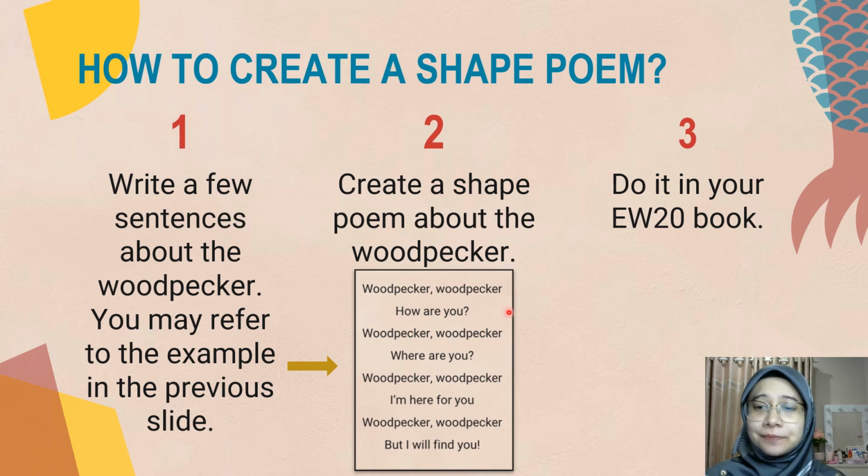Okay, let's say the sentences are not enough for your shape. Okay, contohnya ayat yang kamu buat ni ada 8 je. Okay, shape poem awak tu besar. Okay, awak boleh je ulang semula ayat-ayat ni sampailah awak boleh membuatkan satu bentuk burung belatuk yang cantik. Okay, tulis sampailah dia cukup sifat bentuk tu.